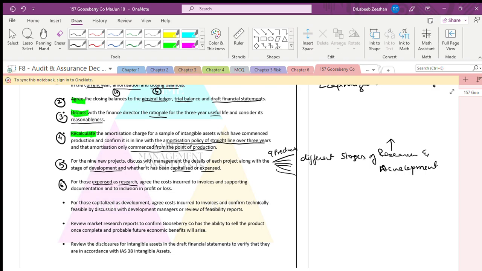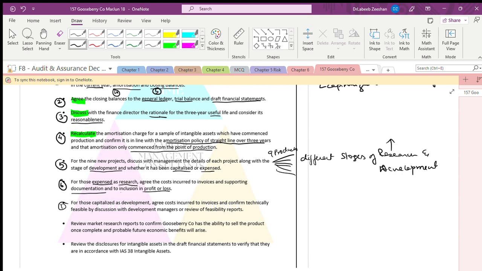Fine. Agree the cost incurred to invoices and supporting documents. Definitely, if you are doing these things, you have to support them with documentation and invoices, and it has been included in the profit and loss account because research is going to be treated as an expense. Point number 7. We are talking about research, and classifying it in detail.